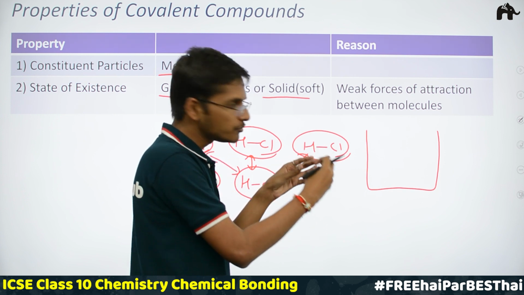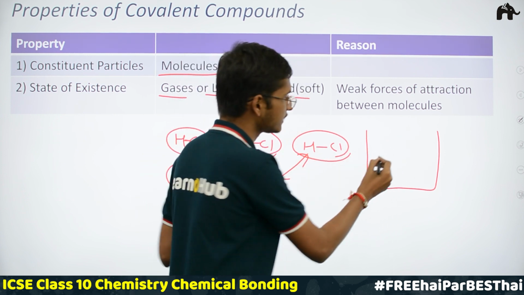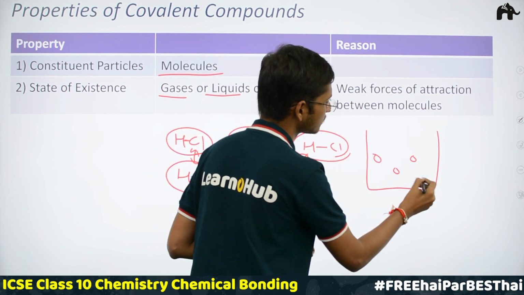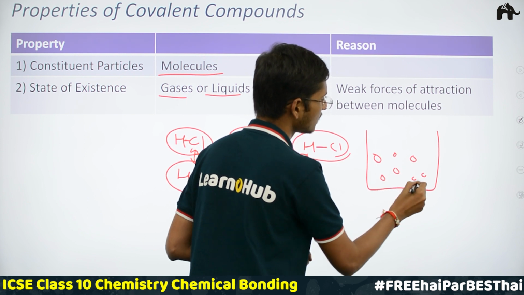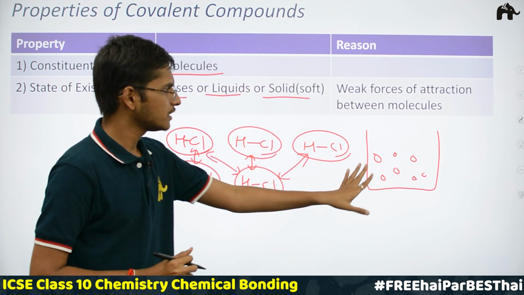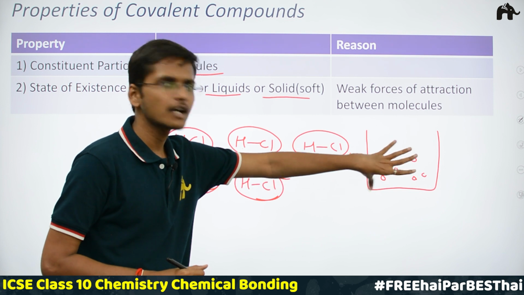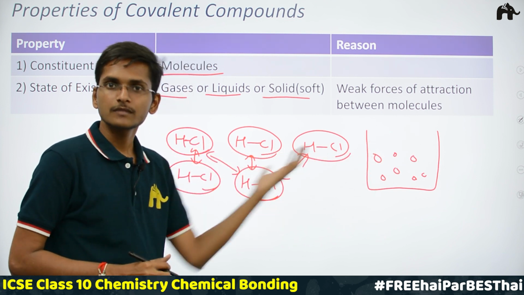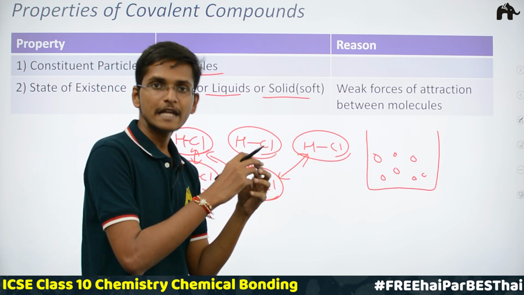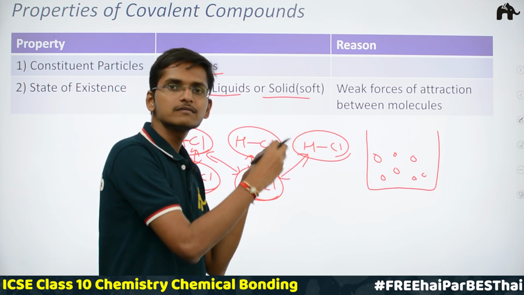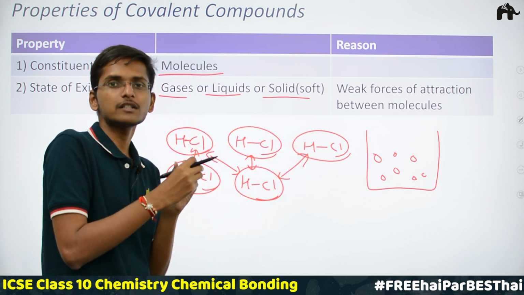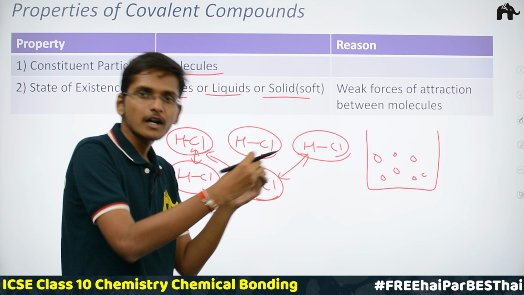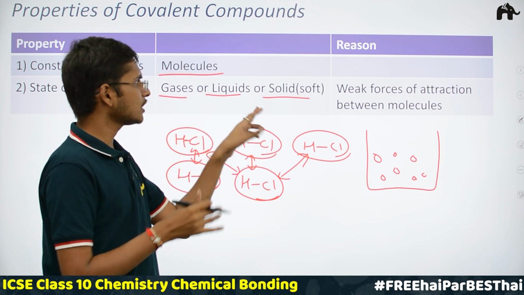So since it is very weak, what would happen? The particles would be farther from each other, right? And we know when a substance is made up of particles which are farther away from each other, that substance would exist as gases or liquids, because in gases and liquids the particles of the substances are farther from each other. Clear?